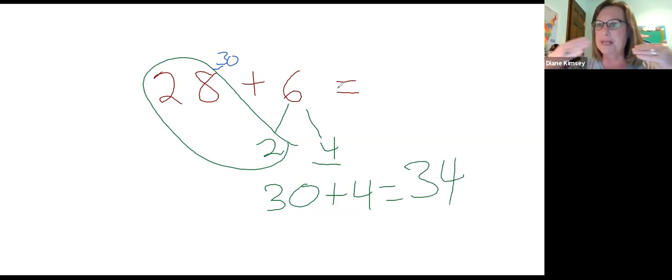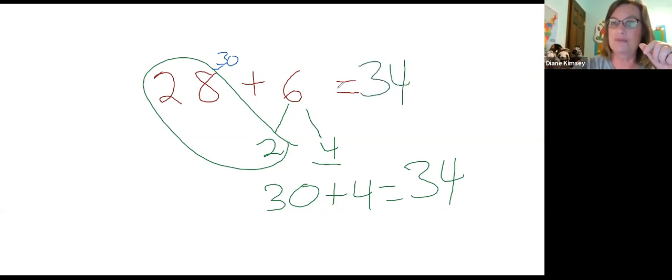And again, many of our children are getting to the point where they don't need to put that whole math problem at the bottom. They can look at that 28 plus 2 more and say that's 30 plus 4, that equals 34. And so we're really trying to help the children with the mental math, especially when we get to these larger numbers. All right, so let's do another one.